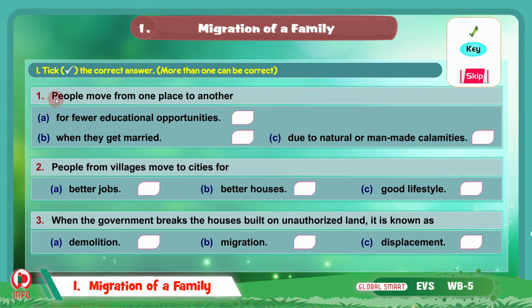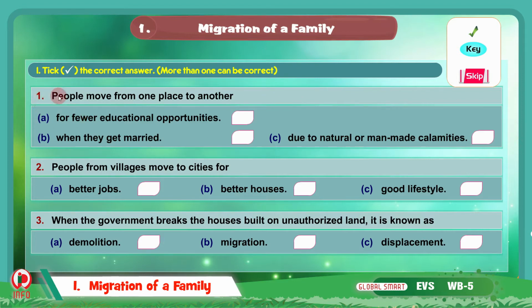Here we have a few sentences which are incomplete. We have to select the correct answer from these given options to complete this sentence. Here more than one can be correct. Three options are there. One option can be correct, two options can be correct. So more than one option can also be correct for this incomplete sentence.